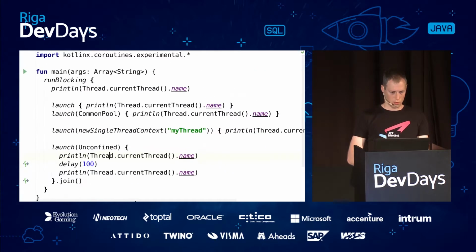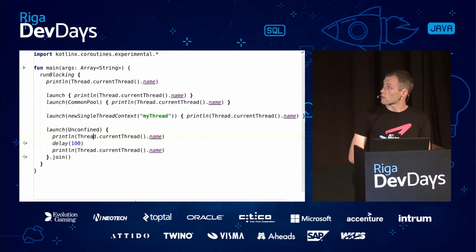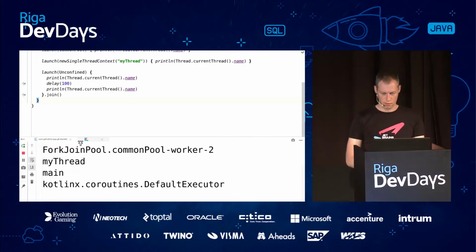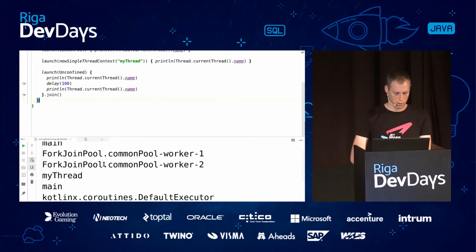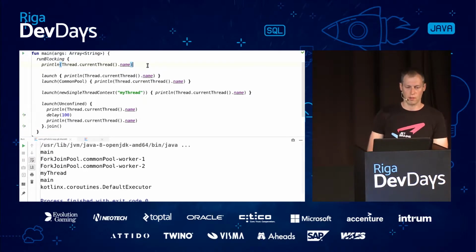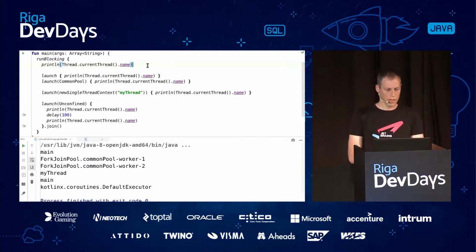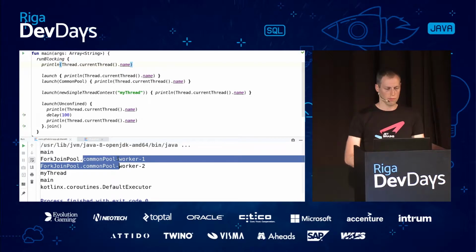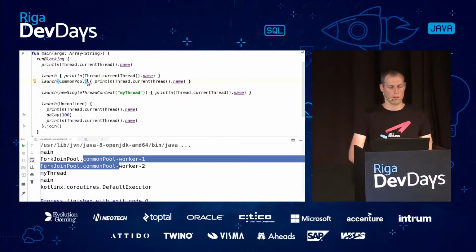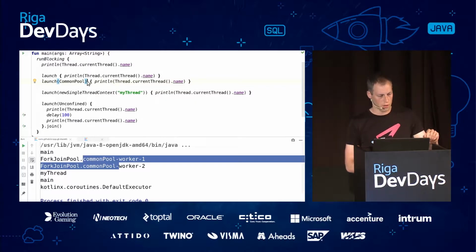So what we have here is a number of coroutines starting, and let's execute it and check results. I'll explain it line by line. First, we print thread name in run blocking, and it's main because run blocking starts coroutine in the same thread where it was called. Then we have two lines with the common pool. These are they. This proves that common pool is default dispatcher.